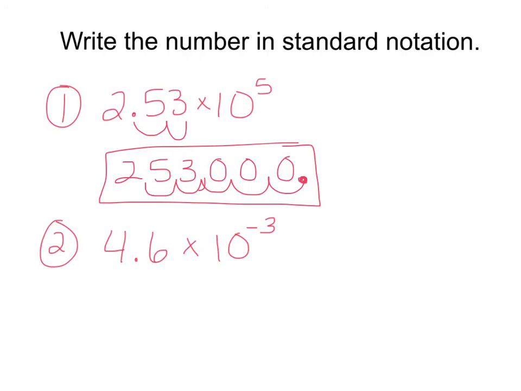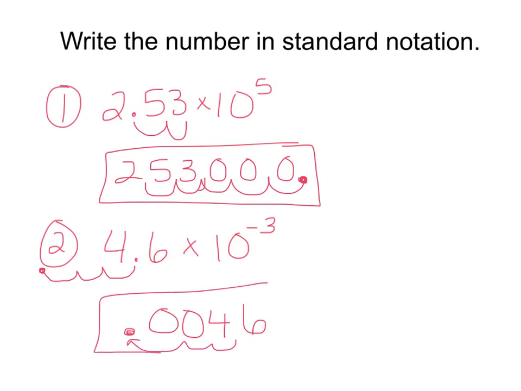Number 2 has a negative exponent, which means my decimal will move to the left. So we're going to move to the left 1, 2, 3 places. So we have 0.0046. Double check your answer: 1, 2, 3, it moved 3 places to the left. And sure enough, 0.0046 is your answer in standard notation.